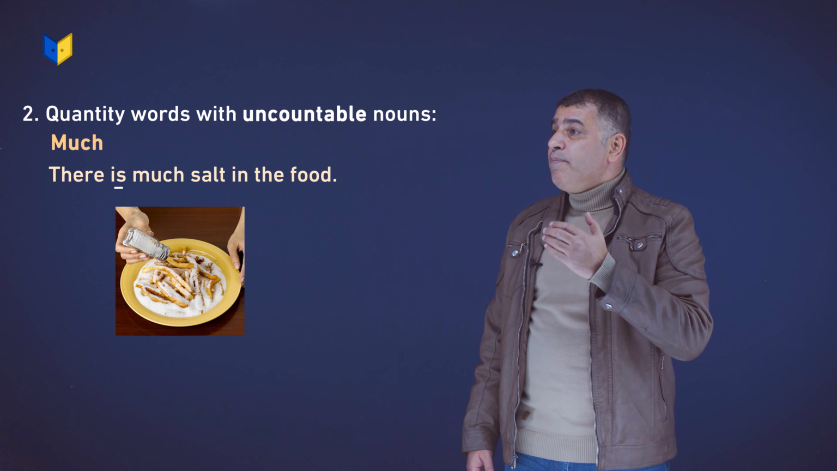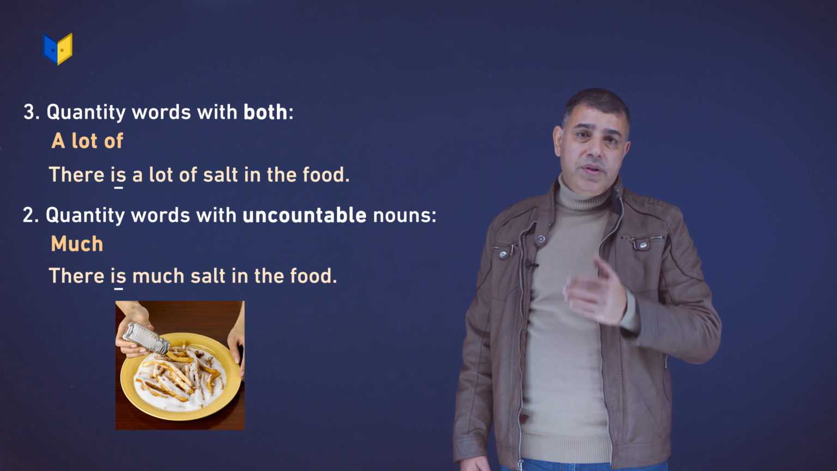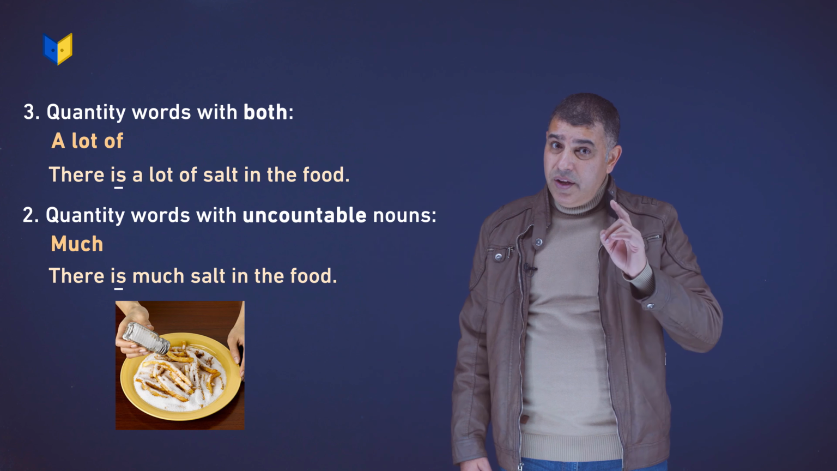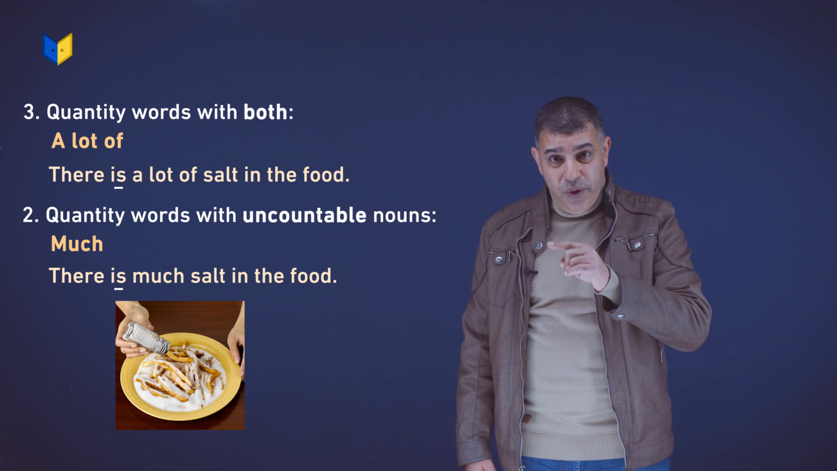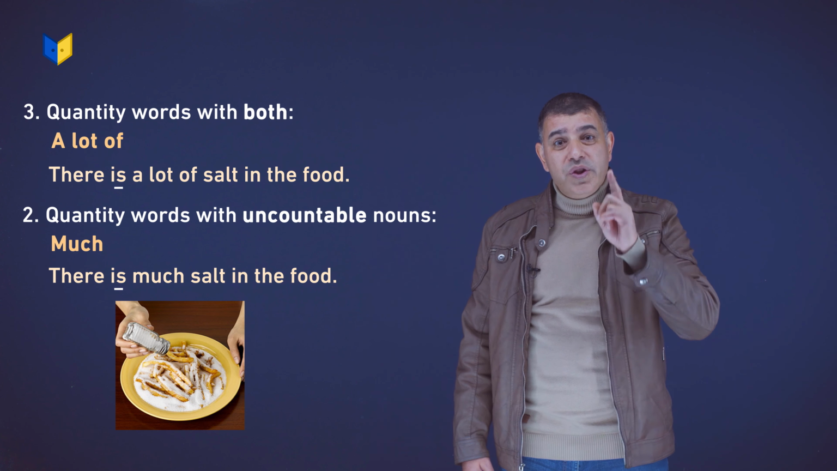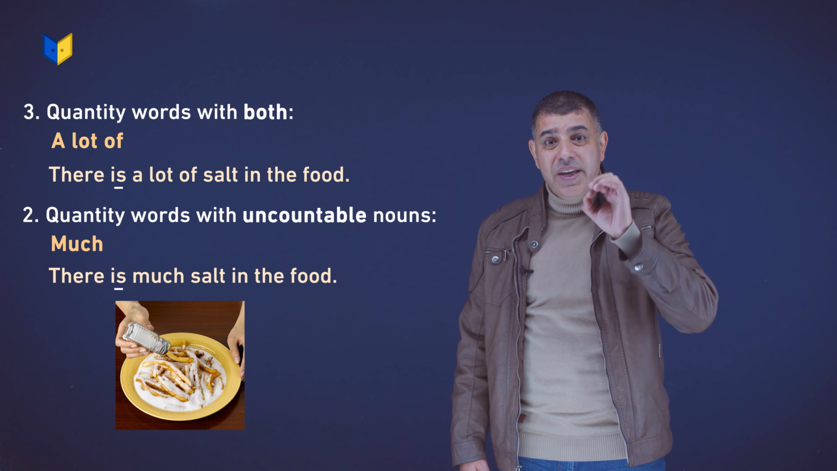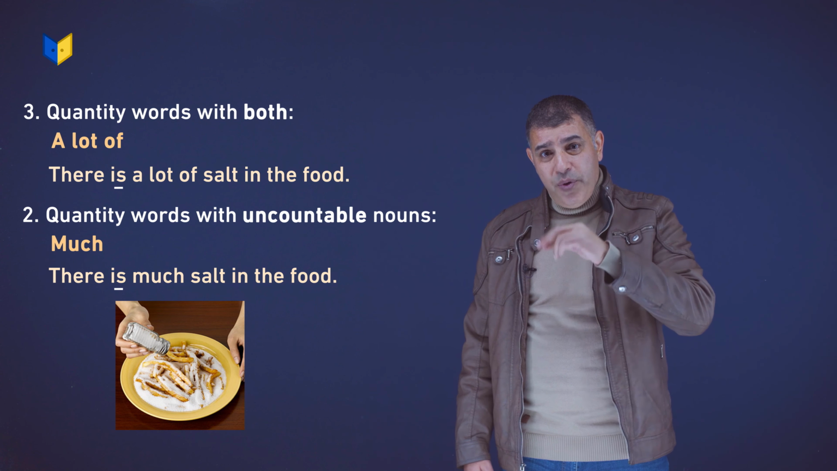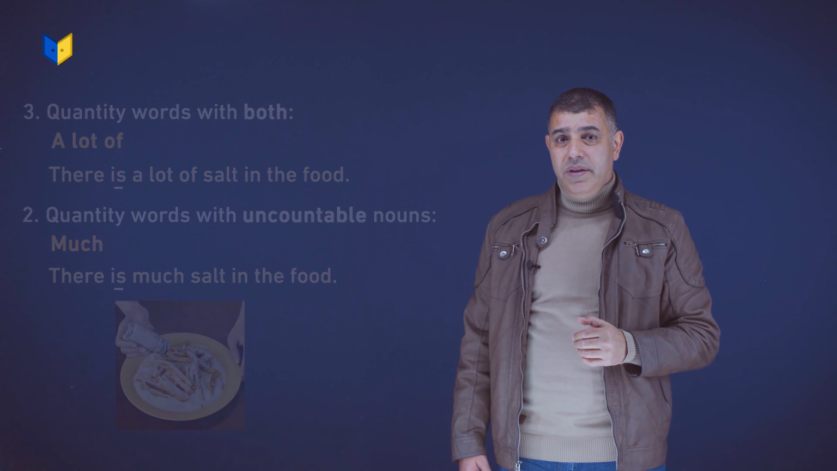Now, there is much salt in the food, or there is a lot of salt in the food. The same here. There is much salt in the food. Notice here we used is instead of are because we are talking about salt, which is uncountable. And we said uncountable nouns are used as singular. Now, a lot is used in both cases with countable and uncountable.